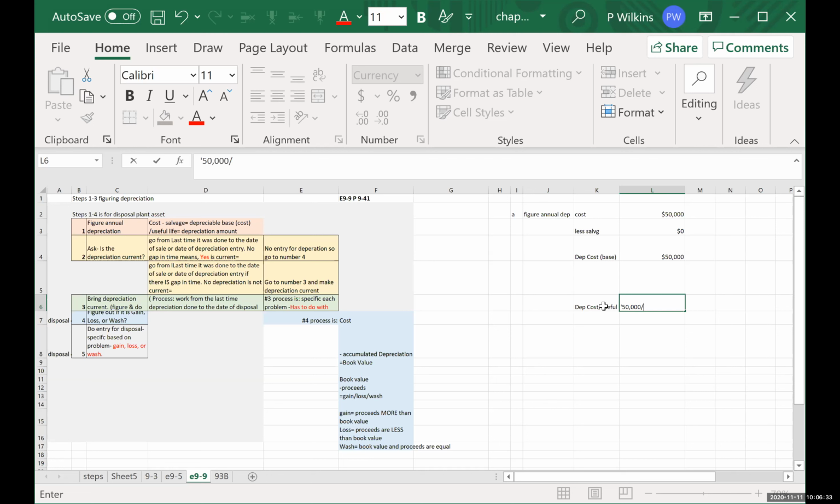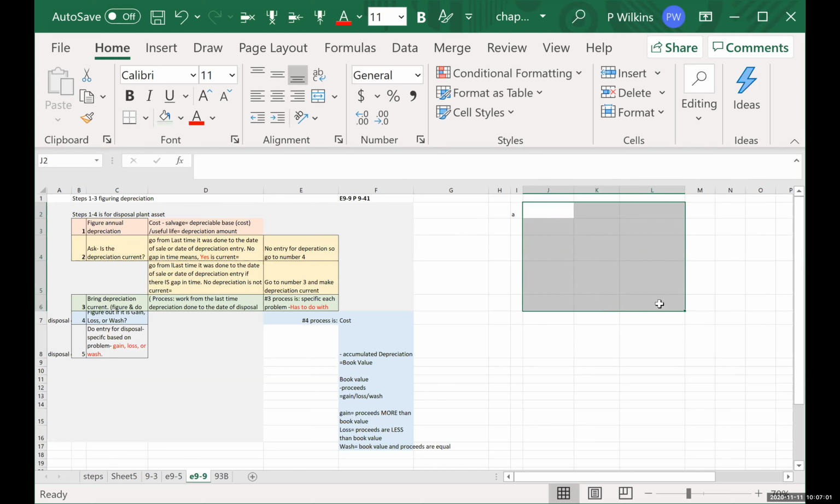If you cannot figure out the annual depreciation, you cannot ask yourself, is depreciation current? Because you don't know how much it is. There's no dates. You don't know when it was bought, right? So you can't figure out any of that. You can't do number 1, number 2, or number 3. So you have to just assume everything's current and go to number 4. So this makes this a super easy problem, which it's not going to be that easy all the time, but we're going with it. So I'm taking all that out of there. We don't have to do 1, 2, or 3.